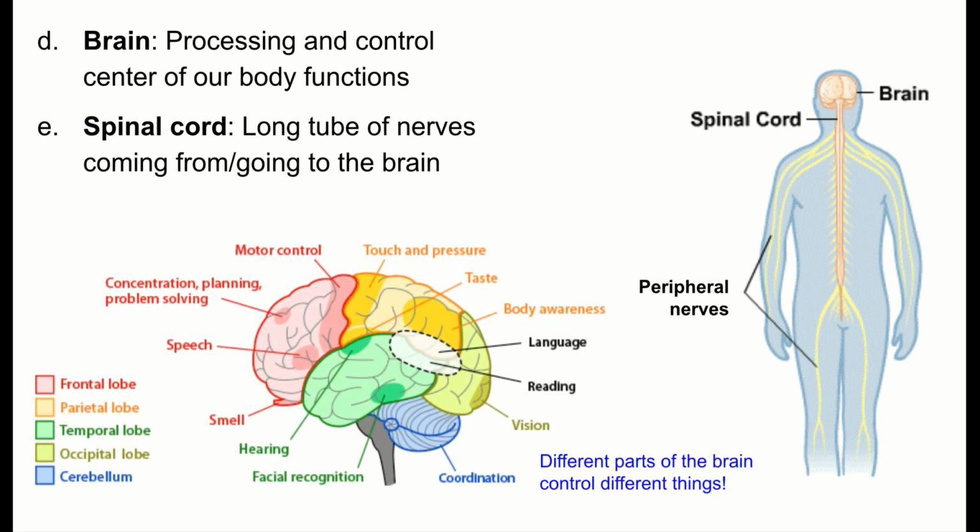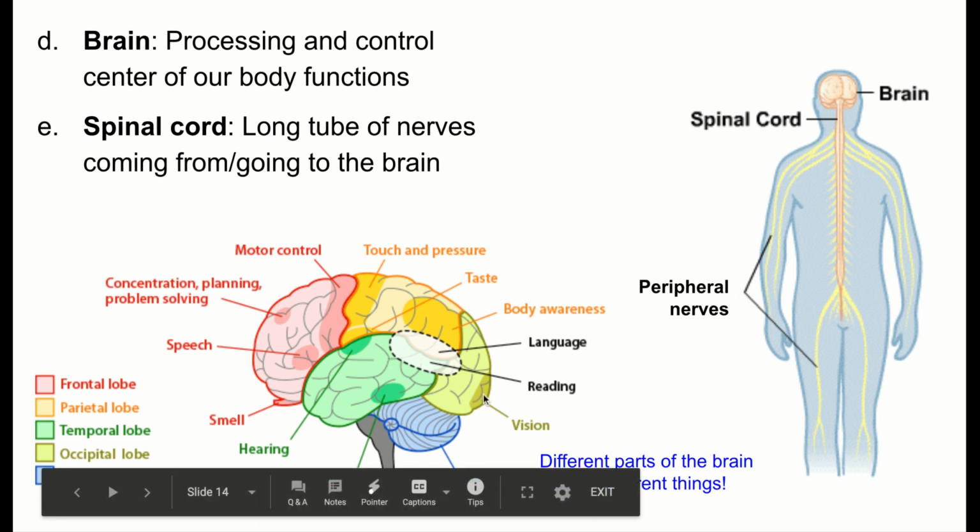This is just going to inspire more questions, but you should know about this. Different parts of your brain control different things. Your frontal lobe is where concentration, speech, and smell are controlled. Your movement is controlled at the intersection between your frontal lobe and your parietal lobe. Your temporal lobe is where hearing is processed. Your occipital lobe is where vision is processed. The cerebellum down here is where coordination is controlled.